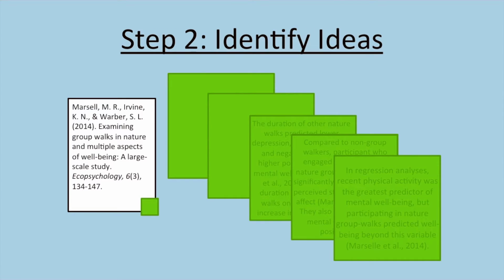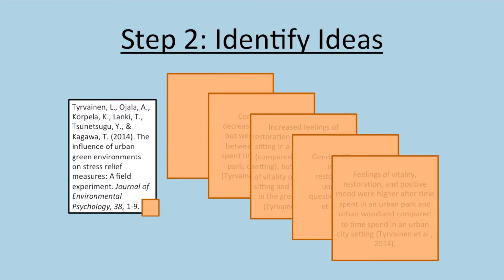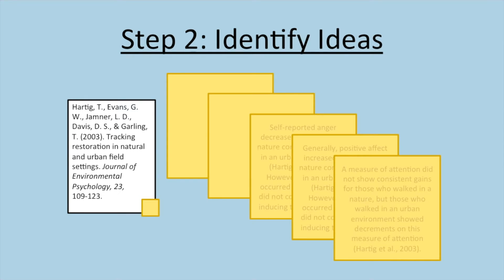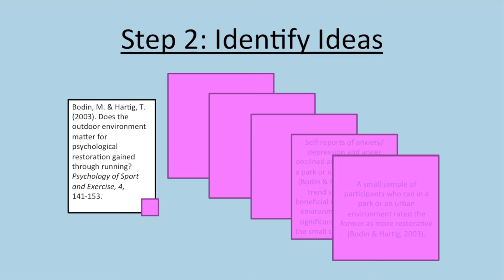Here are some examples of ideas pulled from these articles on the topic of nature and stress relief. Step 3 would involve grouping the ideas by themes. Let's look at 2 example groupings that could be created from the ideas drawn from these 5 articles.